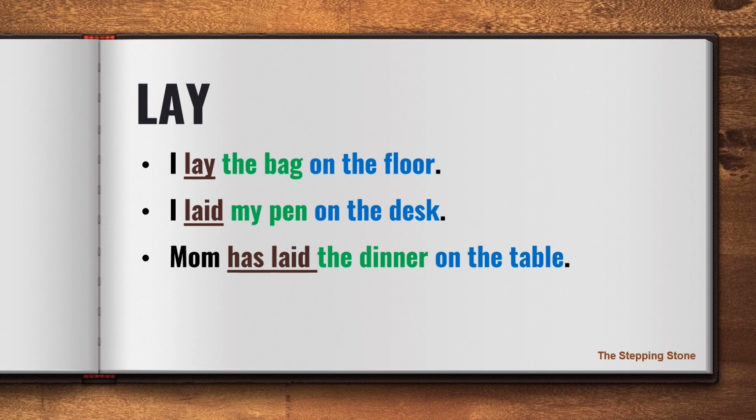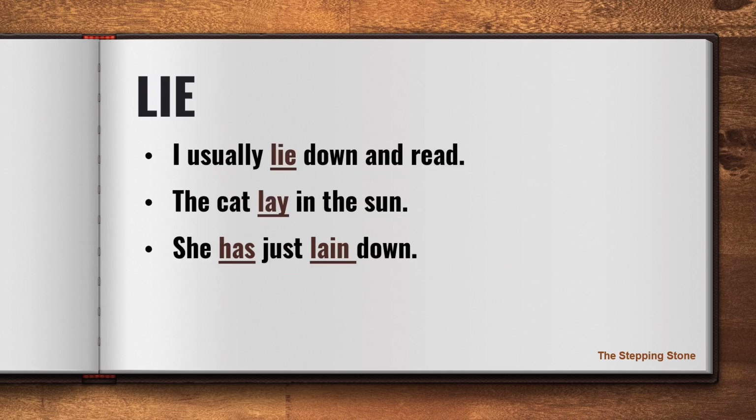Now let us look at the examples for lie. Before I move on with the examples, I want to make it clear that here we are talking about the verb lie, that means to be in a reclining position. We are not discussing the other meaning of the word lie, which means to speak untruths. So let's move on to the examples.